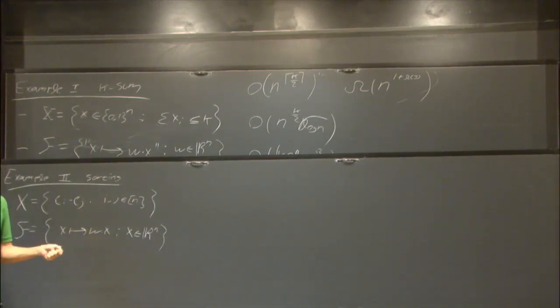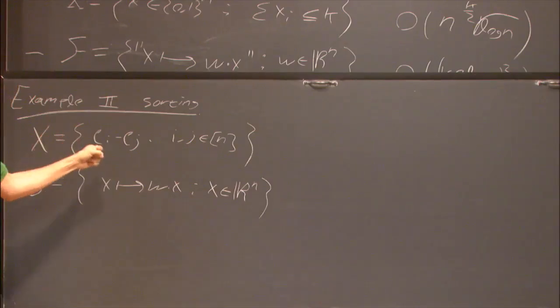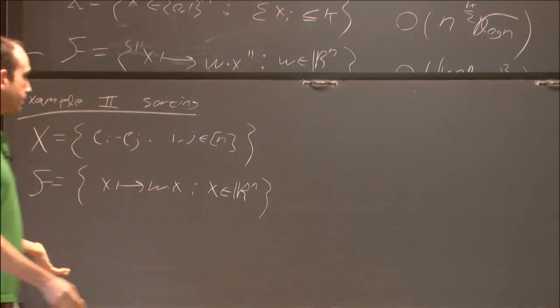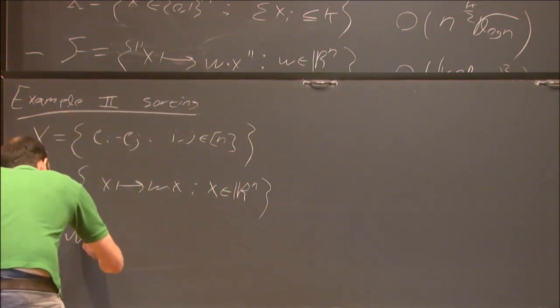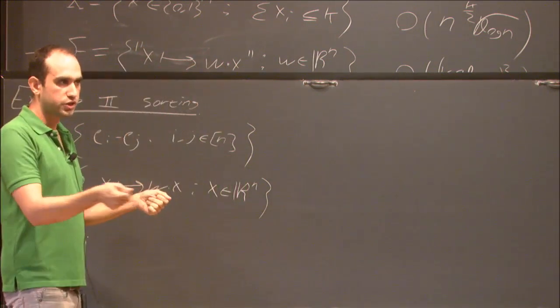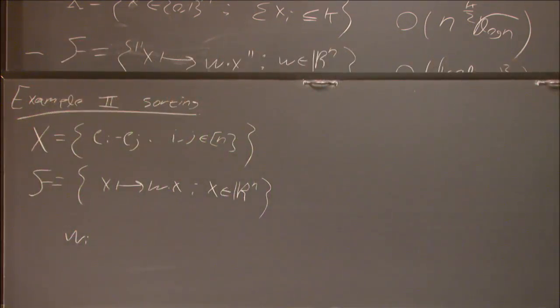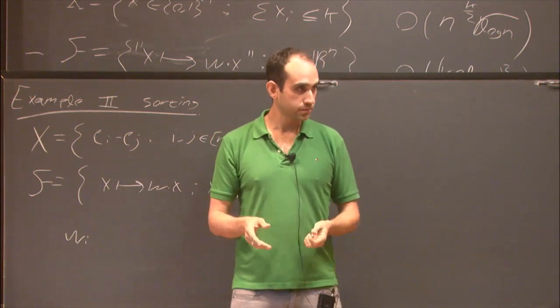the order type of W is completely determined by P of W, the partition induced by W. What is the order type? It's the permutation you get after sorting, the permutation you need to apply to W to sort it. So there are n factorial order types.